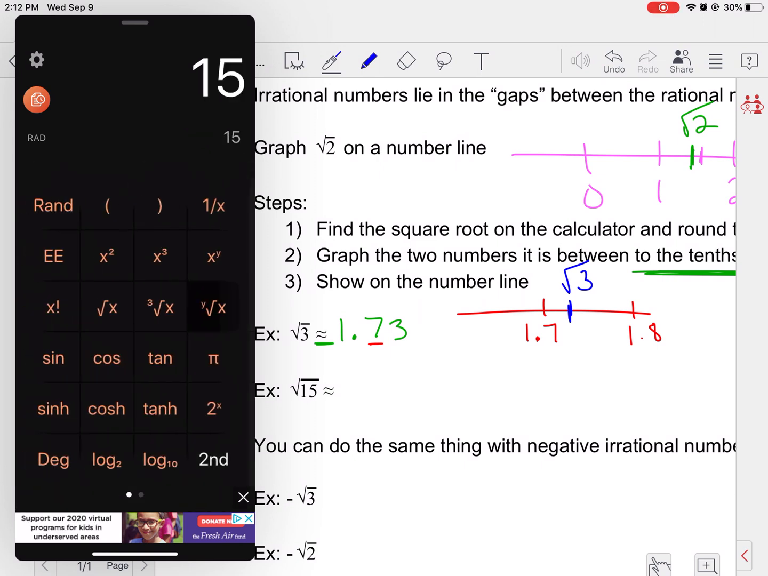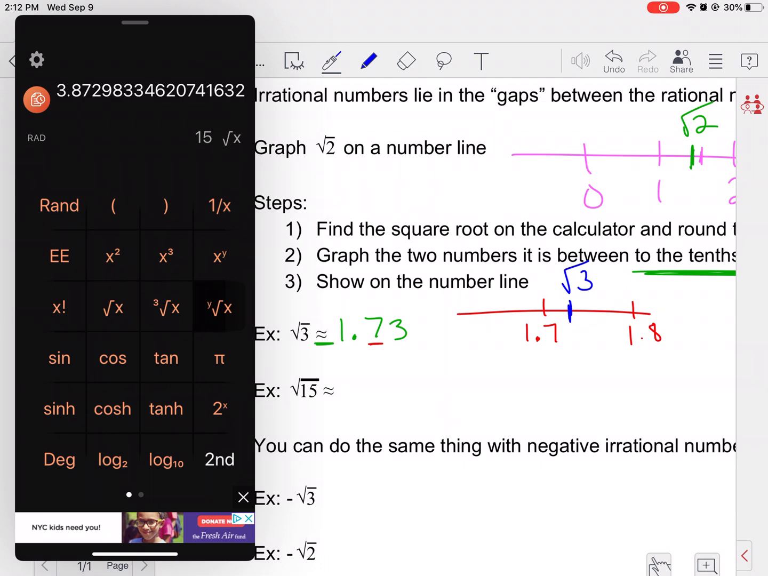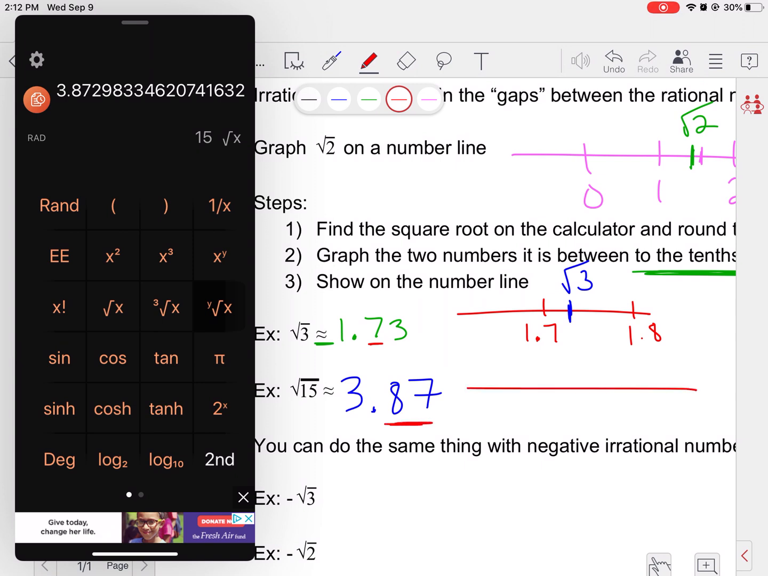Sorry, guys. 15, and we're taking the square root. If we take the square root, that's going to be 3.87, because again, we're rounding to 2 decimal places. And again, I'm going to look at my tenths. A little bit lower than 0.87 would be 0.8, so we're going to have 3.8 on the left here. And one a little bit higher would be 3.9. And then I would go ahead and graph. 3.87 is pretty close to 3.9, so I'm going to put the square root of 15 right there.